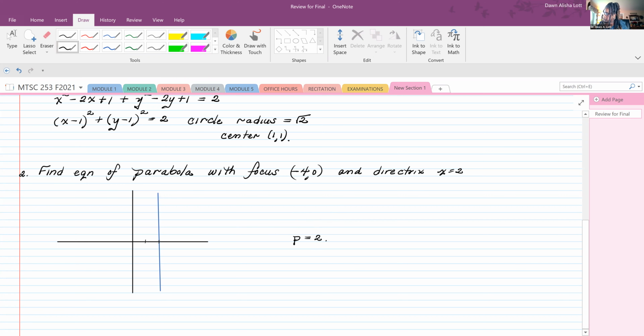And the focus is -4, 0. So the focus is right here. So the vertex is halfway between them. So the vertex is this right here. So the vertex is going to be -1, 0.